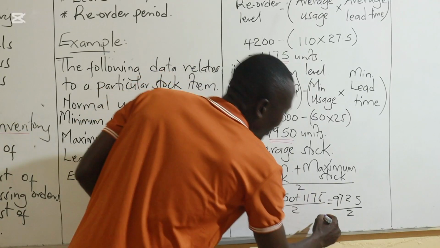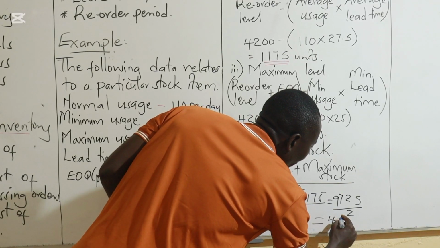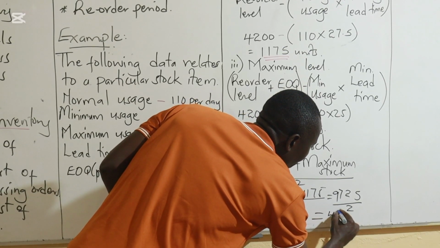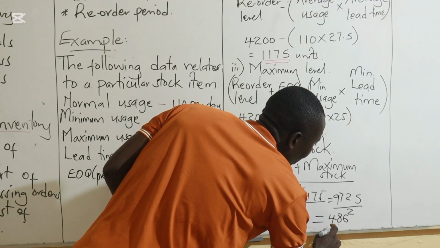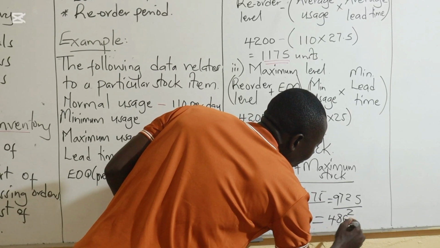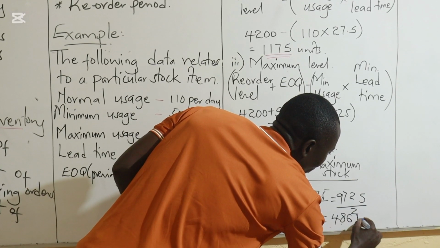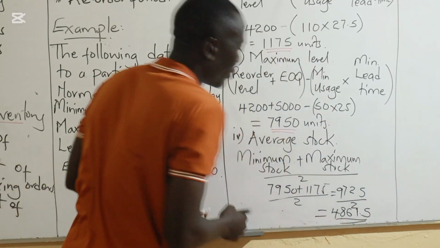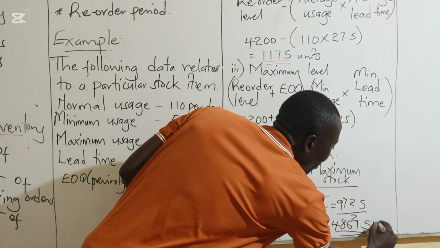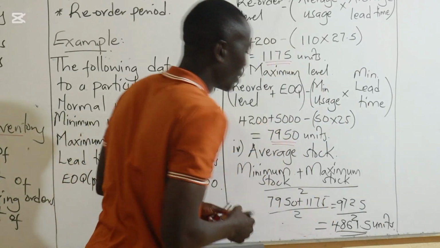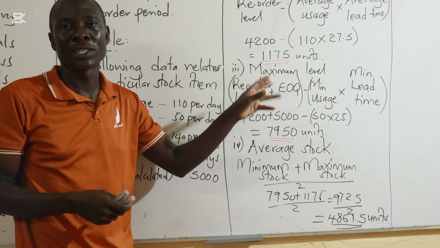And the answer will be 4,562.5 units. So we are going to look at economic order quantity next.